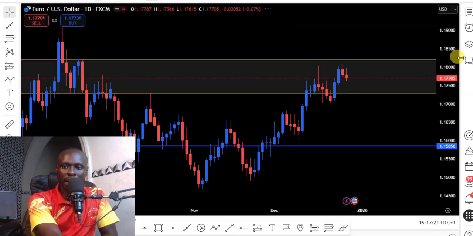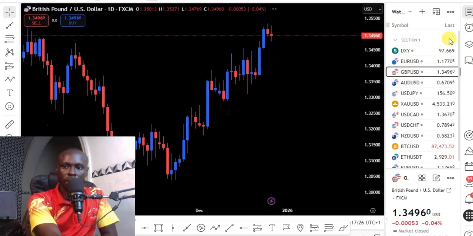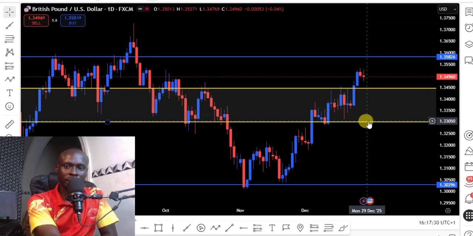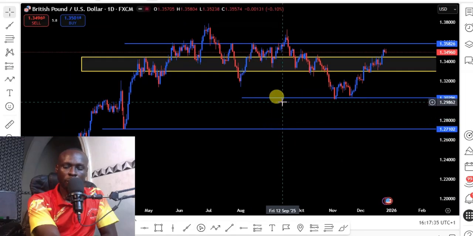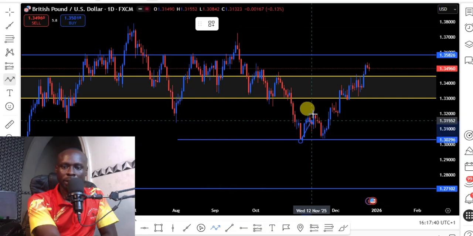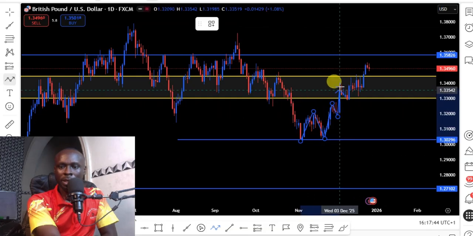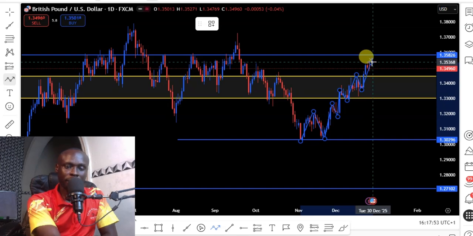So let's look at our next pair, which is the British Pound USD. British Pound USD on the daily chart still has an inner structure movement for an uptrend. You can see we have this lower low, then a higher low, then a higher low, then a higher low. So these are inner structural bullish movements for the Great British Pound USD.